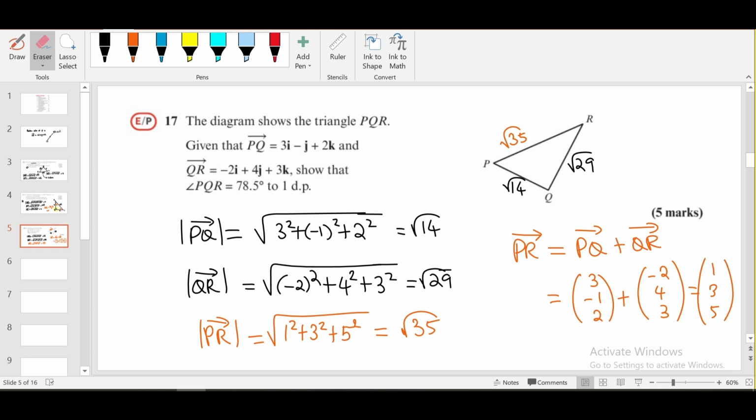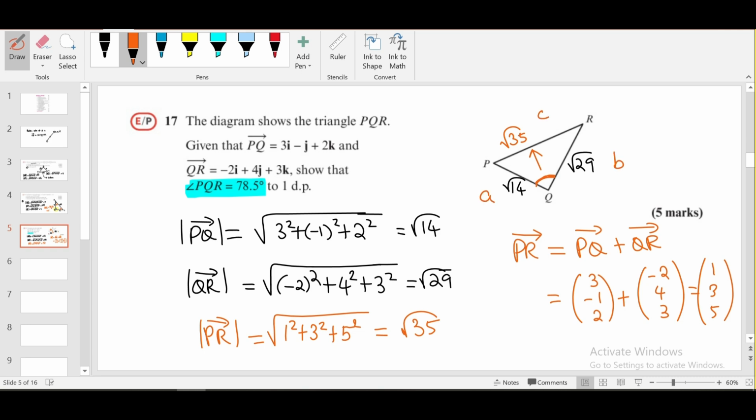They want you to prove that the angle at Q is 78.5. How do you find this angle now? It's not a right angle triangle, right? So how do you find the angle now? You can use cosine. Cosine rule, yes. Don't ever say Pythagoras or anything. It's not a right angle triangle, so you need to use sine or cosine. Since you have all three sides, use cosine rule by taking this as C, these two as A and B.